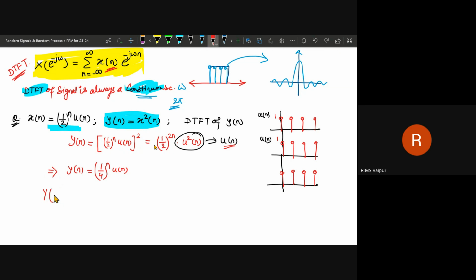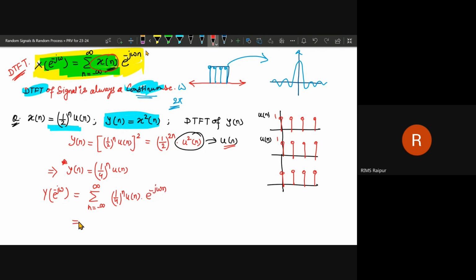So Y of e raised to power j omega is equal to the summation over n from minus infinity to infinity, where I'm just putting the value of y of n in this form. In place of x of n it will be y of n, because we have to find the DTFT of y of n. So it will be 1 upon 4 raised to power n into u of n into e raised to power minus j omega n. Correct?